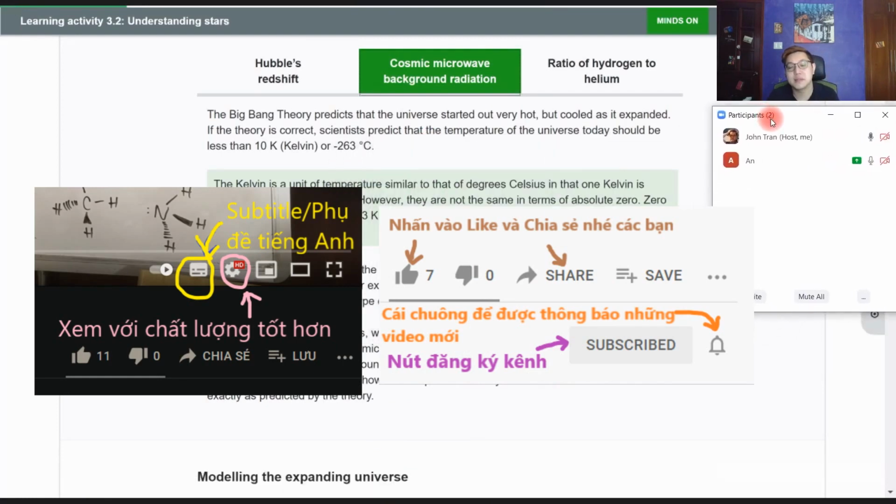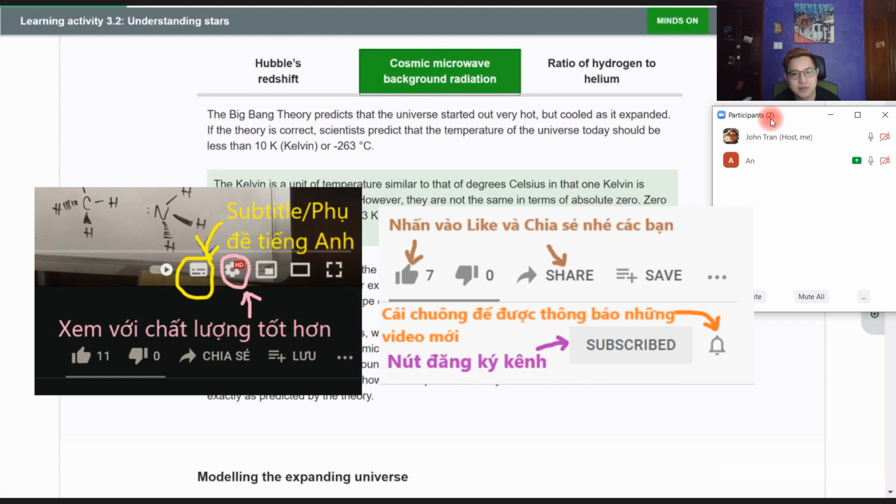And so here, me and Mr. An, we're working on understanding the stars, which is grade 9 science. Cosmic microwave background radiation, Hubble's redshift, and then the ratio of hydrogen to helium. Okay, let's just read it now, shall we?